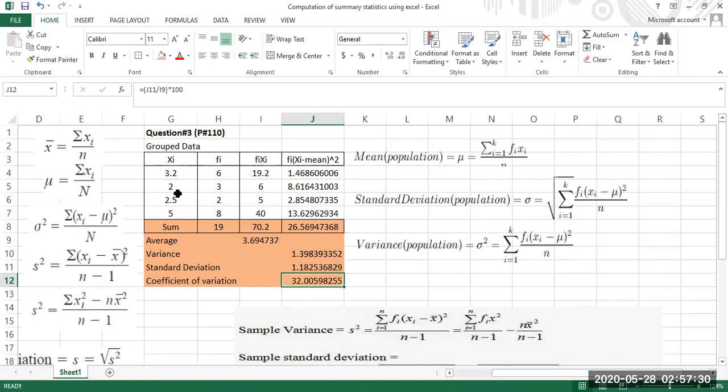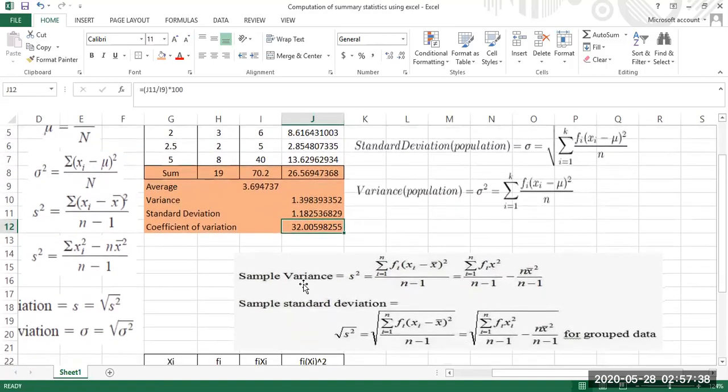But if I was having the sample data with me, I mean, if the question or the problem is with the sample that I'm considering, then naturally that change will be there. Sample variance is denoted by S squared and sample standard deviation by S.